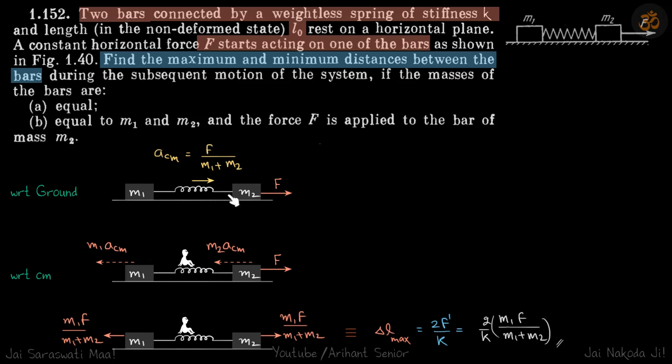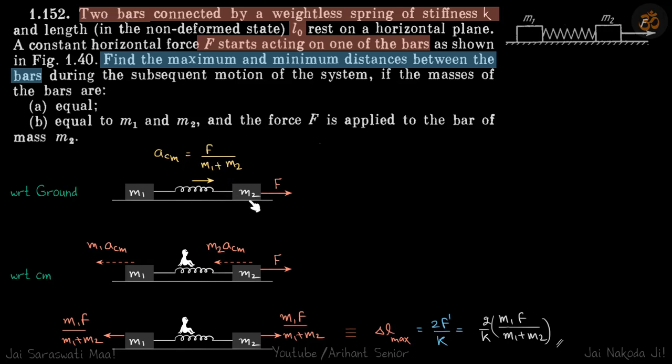So with respect to ground, we have the force F that starts to get applied at M2. So for the whole system, we can say that the center of mass is accelerated by F by M1 plus M2. There are many ways we can do this problem. We are going to do it in the simplest way, that is doing it in the frame of center of mass. So I'll explain why it's simple. Let's just do it first. So this is the acceleration of center of mass.